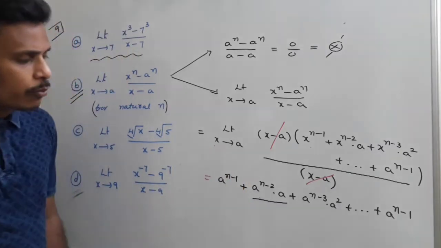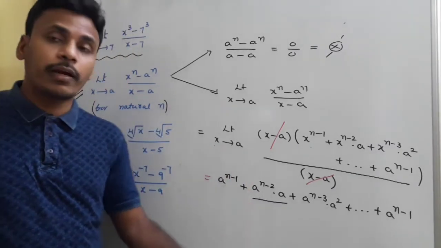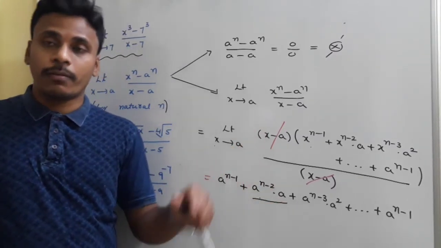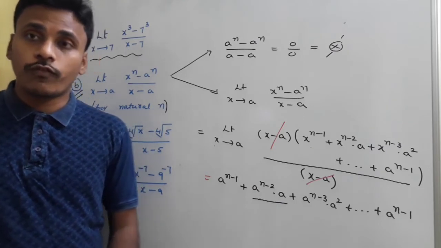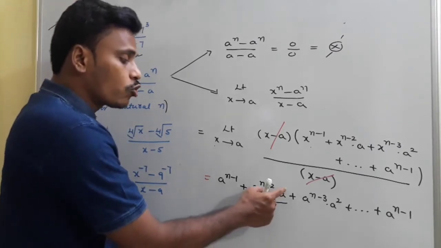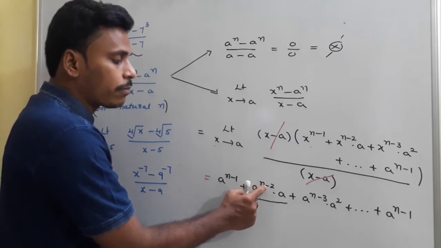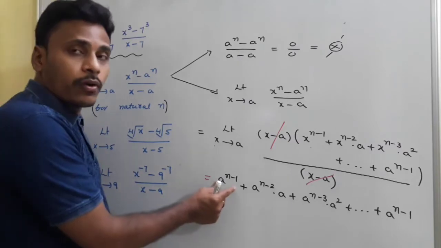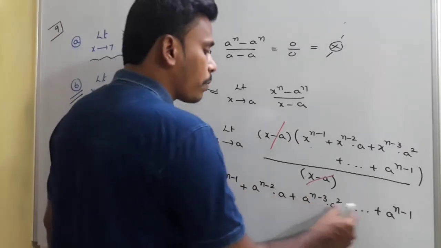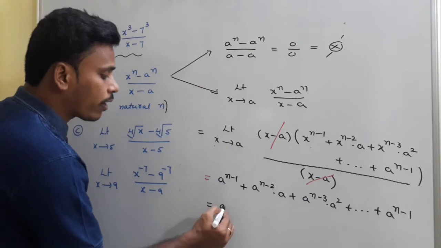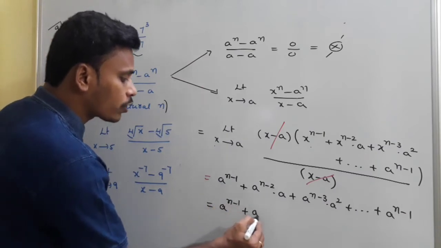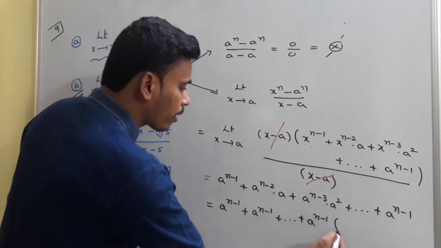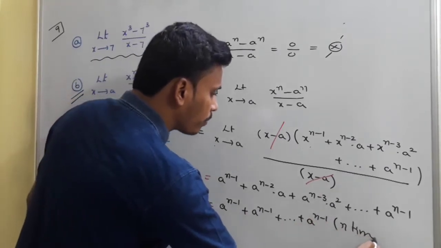See, once think about it. What is this a power n minus 2 into a? See, that a power n minus 2 into a is again a power n minus 1, because we know the multiplication of two exponents. If you multiply these two, we need to add the powers. This power is n minus 2, this power is 1. This is again what? a power n minus 1 only. This is a power n minus 1, this is a power n minus 1, this is a power n minus 1. Everything is a power n minus 1. So a power n minus 1 plus a power n minus 1 plus and so on plus a power n minus 1 for n times.